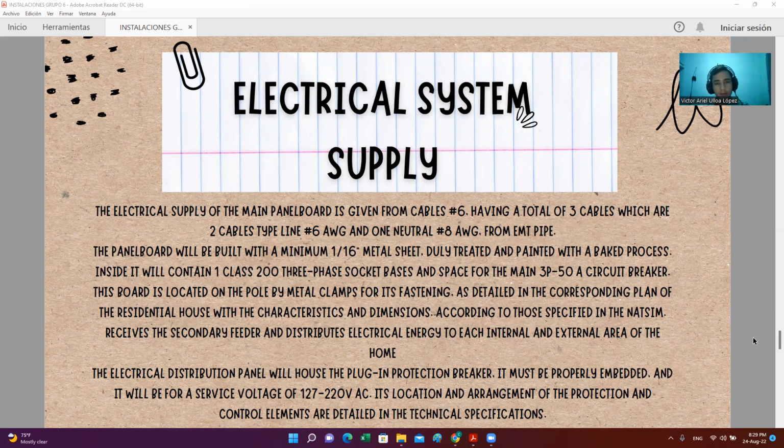The electrical distribution panel with house protection breakers must be properly installed, for a service voltage of 127 at 220 volts AC. Its location and the arrangement of the protection and control elements are detailed in the technical specification.